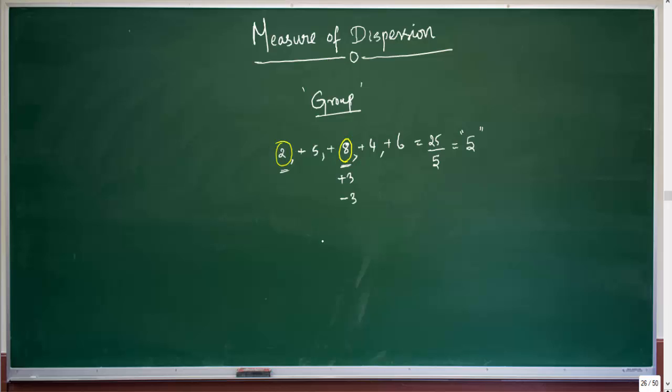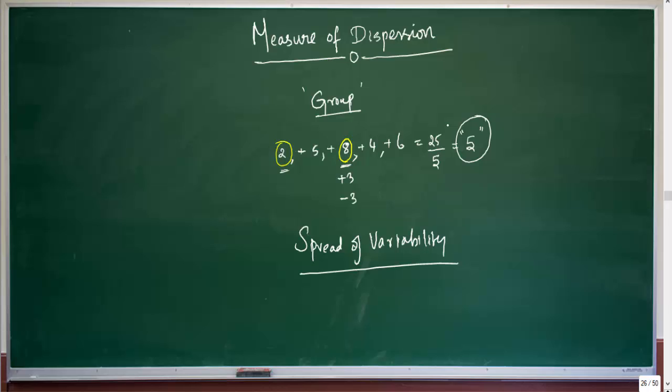So dispersion means basically measuring the spread of variability. We are going to measure to what extent there will be variability of items in a series from the average. In our case, the average was 5. So measure of dispersion means measuring the average variability in a series.